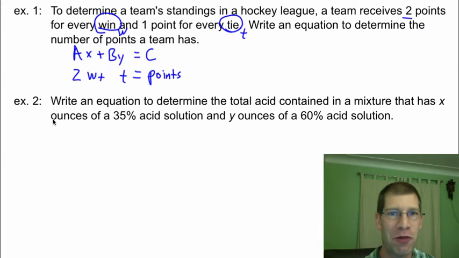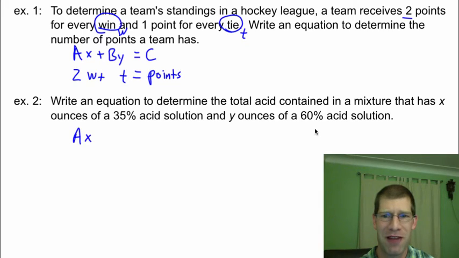The second one, our book likes doing ones like this. Write an equation to determine the total acid contained in a mixture that is X ounces of a 35% acid solution and Y ounces of a 60% acid solution. So it's real tempting. A lot of people just want to say, well, if I have X and Y, X plus Y equals my total.